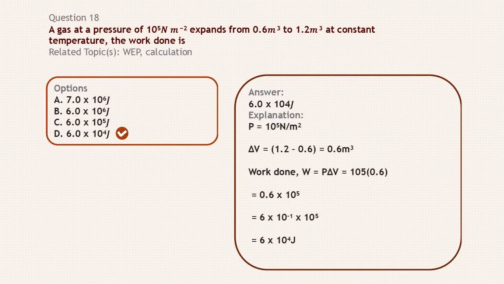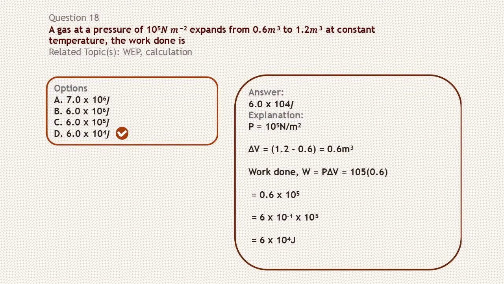The work done will then be equal to the pressure, which is 10 raised to the power 5, multiplied by 0.6, the change in the volume. So you have 0.6 times 10 raised to the power 5. Now I'm going to borrow 10 from here and use it to multiply this 0.6. So if I borrow 10 from here, this will become 10 raised to the power 4.